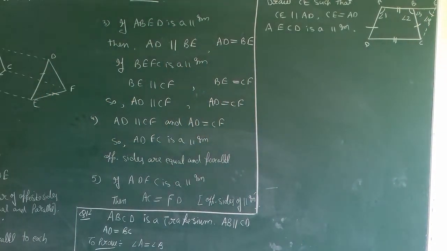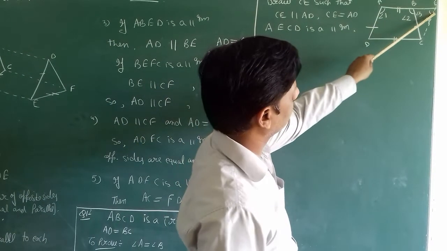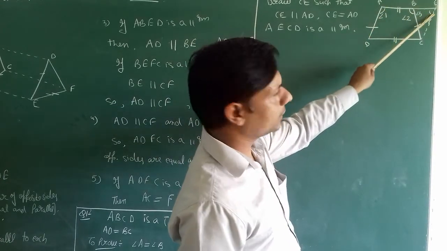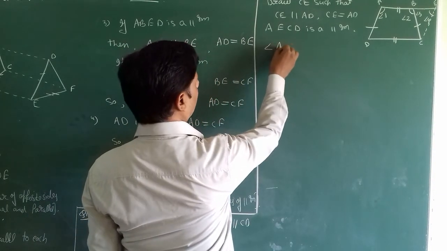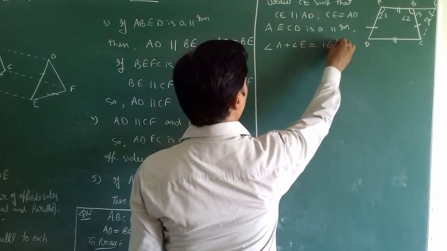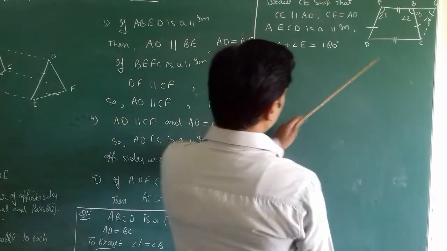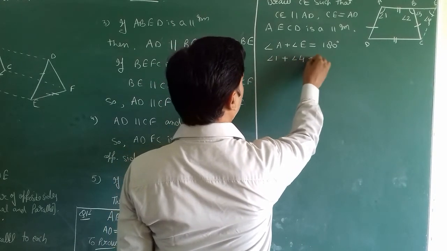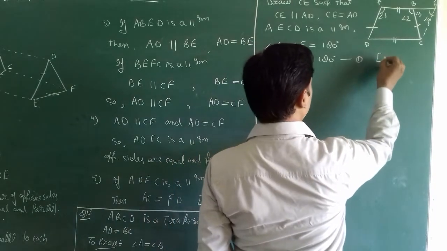So by the properties of parallelogram, the sum of adjacent angles is 180 degrees. So this is angle A and this is angle D, so we can write here angle A plus angle D is 180 degrees. Adjacent angles of a parallelogram, right? Now see, angle 1 plus angle 4 is equal to 180 degrees. Number 1. You can write the reason also.